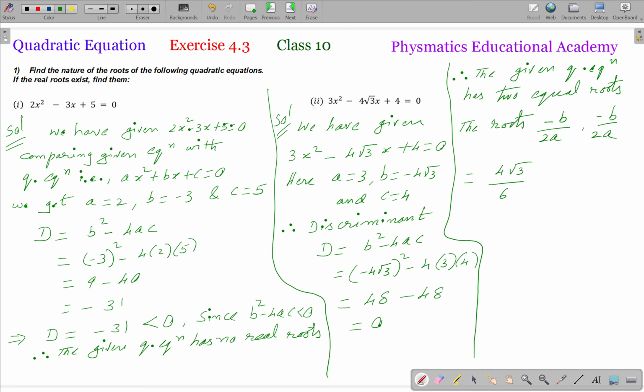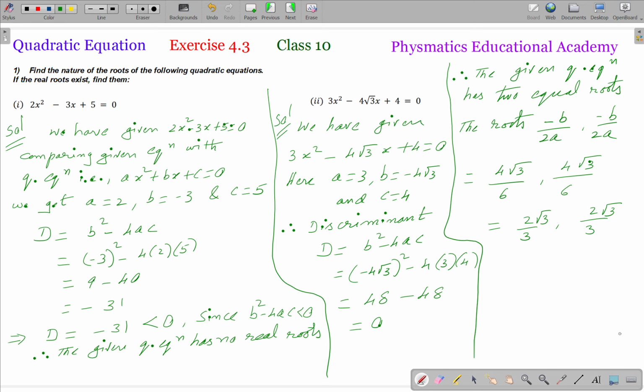Using the same concept, the roots are minus b by 2a, minus b by 2a, that is equal to 4 root 3 by 6 and 4 root 3 by 6, that is equal to 2 by 3 root 3, 2 by 3 root 3. These are the two values for the quadratic equation, under nature of roots.